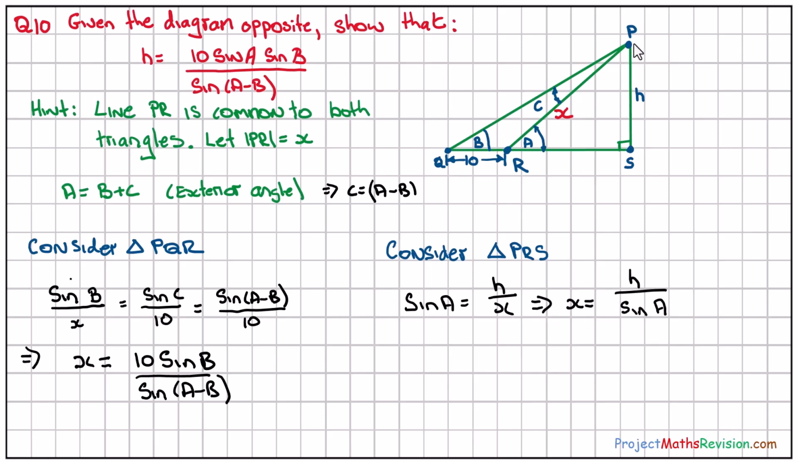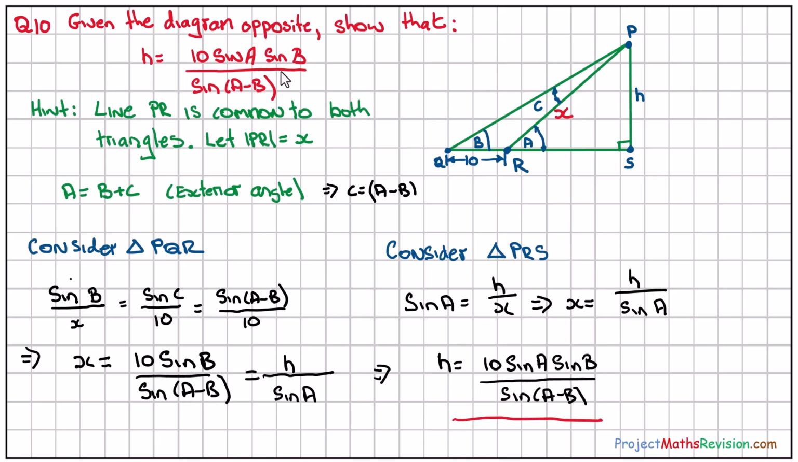So we have X from the triangle PRS, and we have X from the triangle PQR. X must be the same in each case, so we could write this expression here equal to H over sine of A. Remember, we're trying to find H, and you can look at what we're trying to prove. Cross multiply, and you get H equals 10 times sine of A sine of B over sine of A minus B, which is what we were asked to prove.